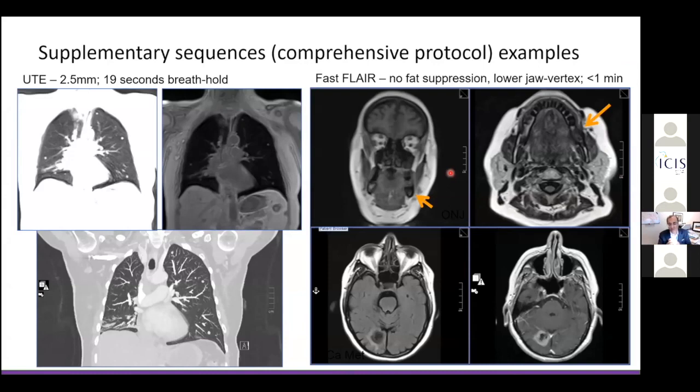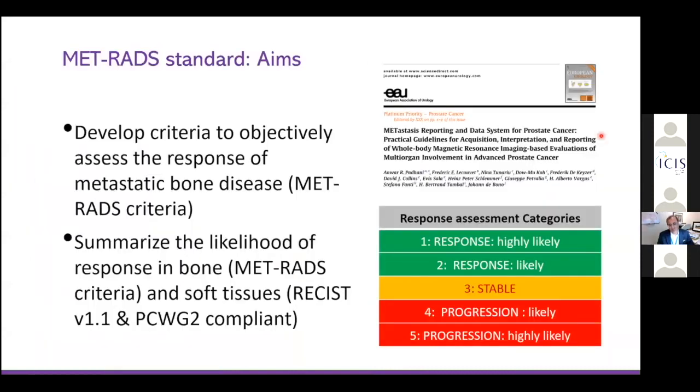In the comprehensive protocol, we almost always do a lung sequence, and you can do it in the axial or the coronal planes. And we will often do a brain examination with a FLAIR sequence, making sure we go from below the jaw to the top of the head without fat suppression. And we do it without fat suppression, one, to identify possible brain metastases, in which case we might give contrast, but also to see things like osteonecrosis of the jaw, which is in fact very common indeed, particularly in women who are on bisphosphonate therapy.